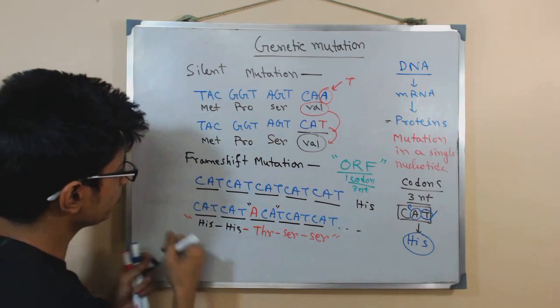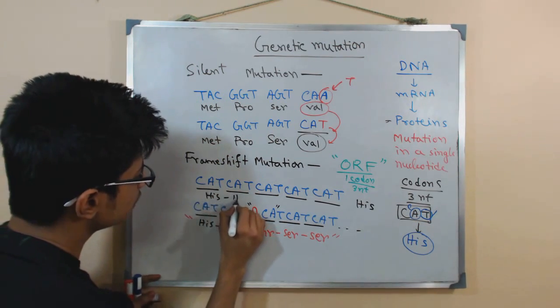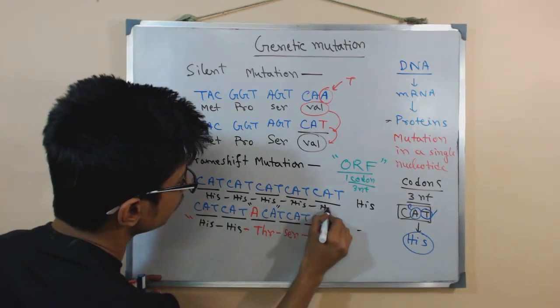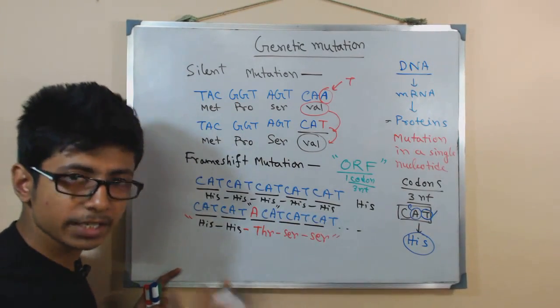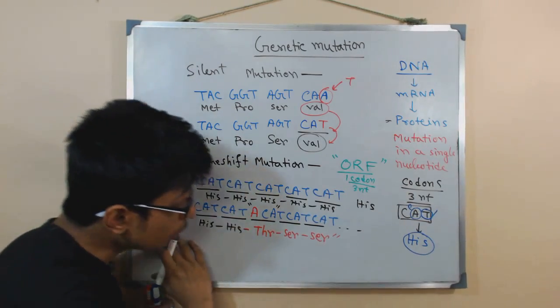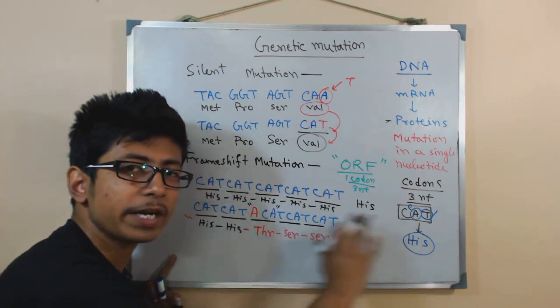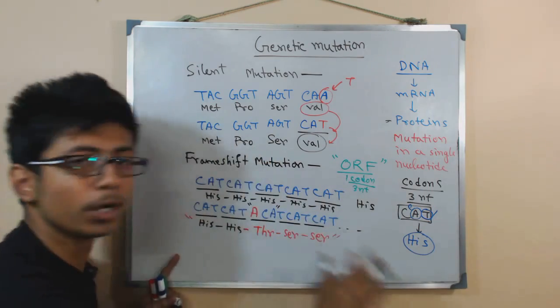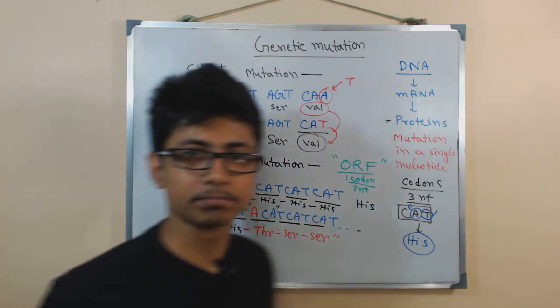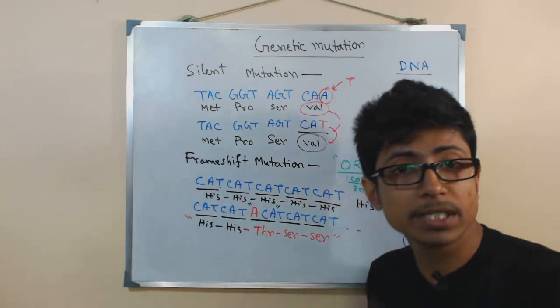Previously they should produce five histidines, and they would produce a protein with this five histidine chain. But now they produce two histidines, threonine, serine, serine. So a remarkably different protein structure will be observed due to this frameshift mutation. So it's not one particular change.